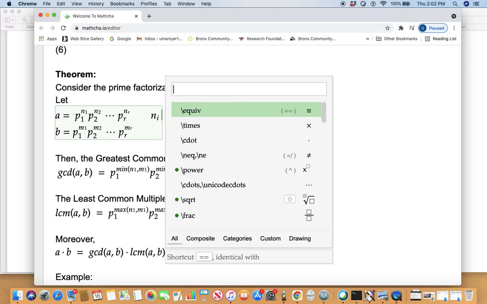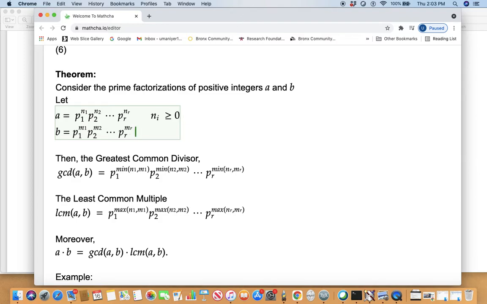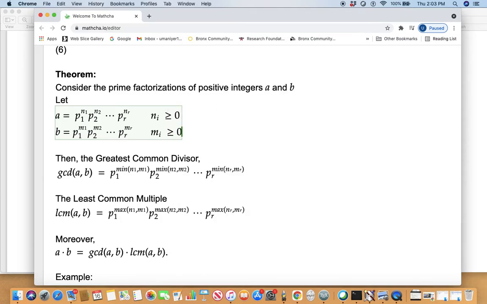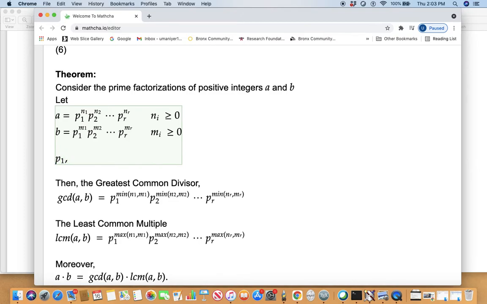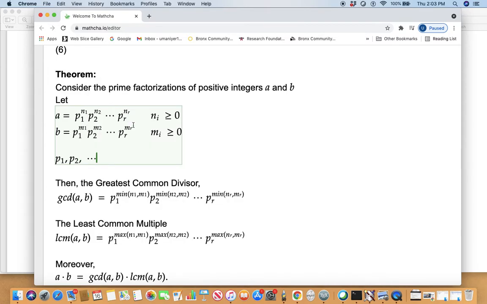n sub i is greater than or equal to 0. Likewise, m sub i is greater than or equal to 0. And what are p1 through pr? p1 through pr are primes.